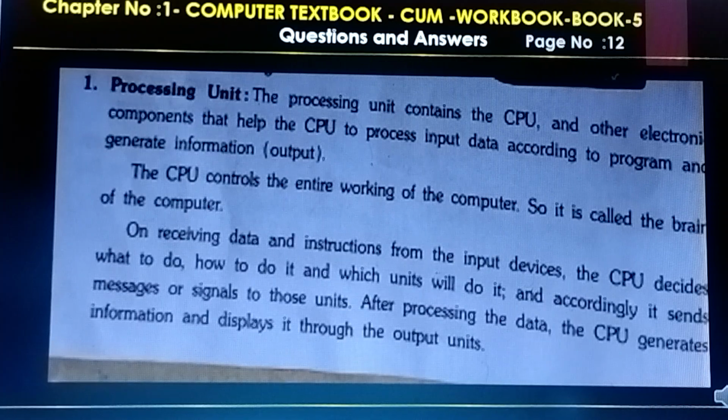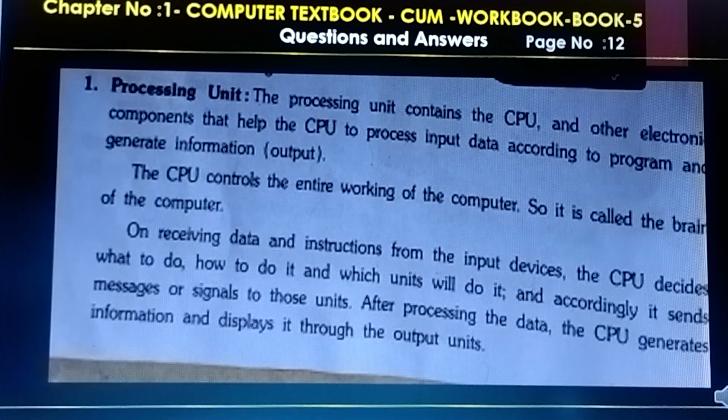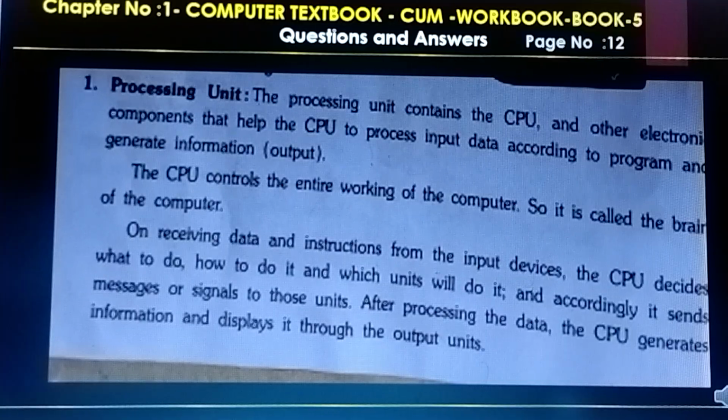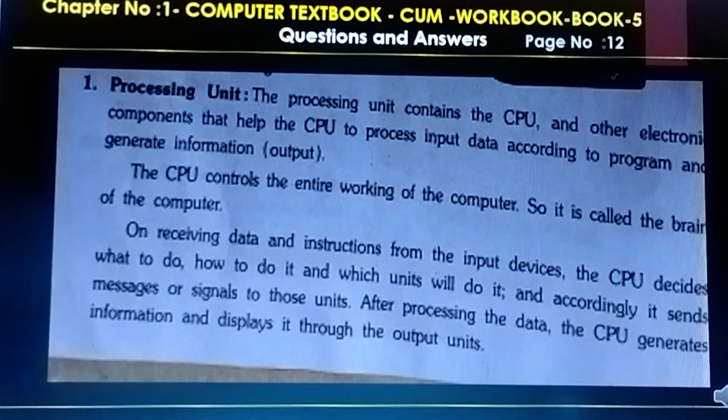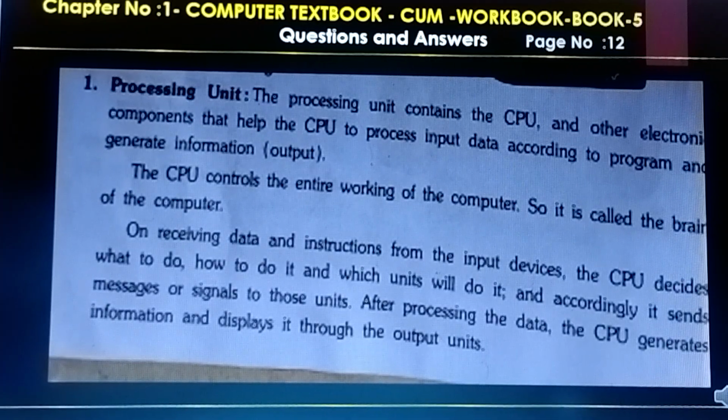Processing unit. The processing unit contains the CPU and other electronic components that help the CPU to process input data according to programs and generate information as output. The CPU controls the entire working of the computer, so it is called the brain of the computer. On receiving the data and instructions from the input device, the CPU decides what to do, how to do it and which units will do it, and accordingly it sends messages or signals to those units. After processing the data, the CPU generates information and displays it through the output unit.